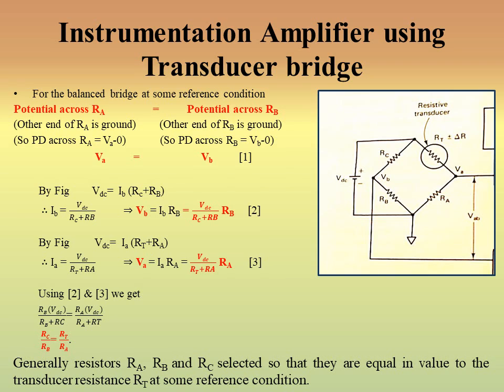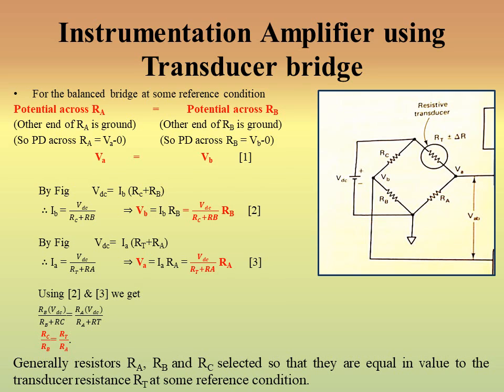Generally resistors RA, RB, RC are selected so that they are equal in value. Generally all three resistors are kept at the same value, and RT is also kept at the same value according to some reference condition. Suppose there is a furnace in which we have to maintain a temperature of 300.